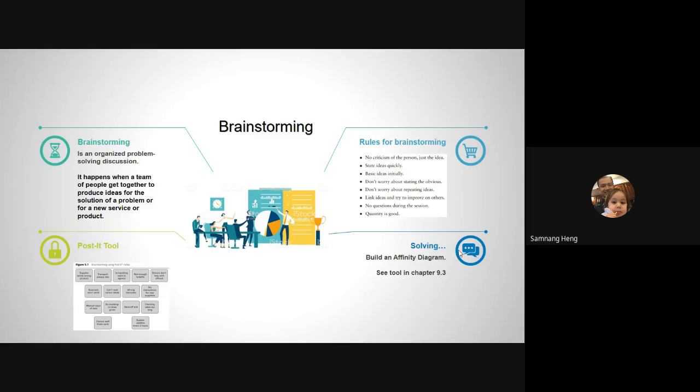Also, in logistics and business, brainstorming, yes, but instead of having a topic, we're having a problem. What kind of issue do we have? So we brainstorm on that issue, on that problem, and we're going to find a solution together. So this is the only difference between brainstorming in academics and in logistics. Brainstorming is an organized problem-solving discussion. It happens when a team or people get together to produce an idea, solution, or problem for a new service or product.